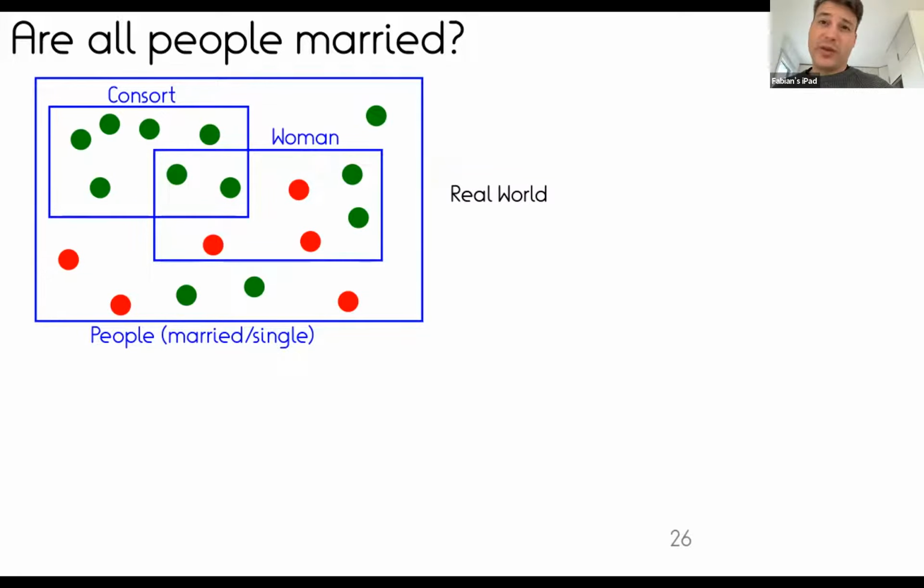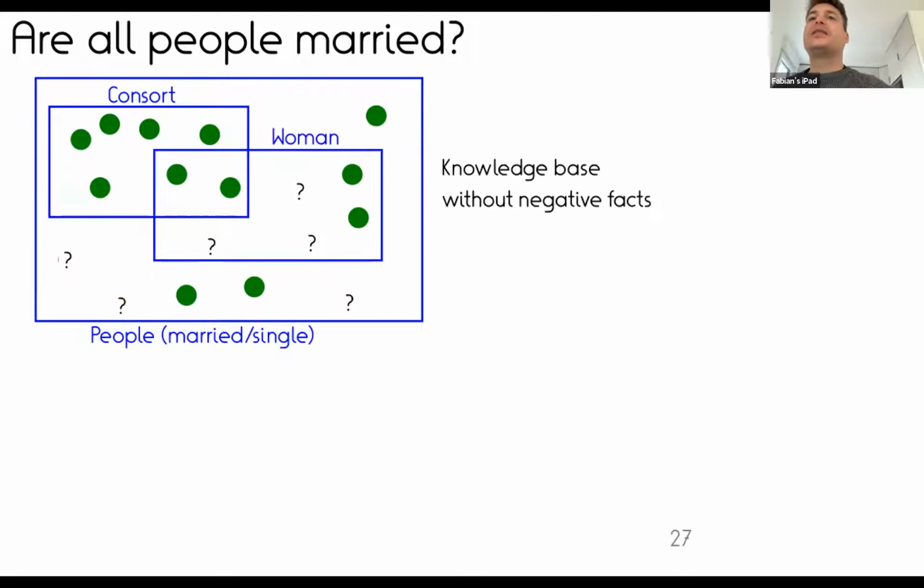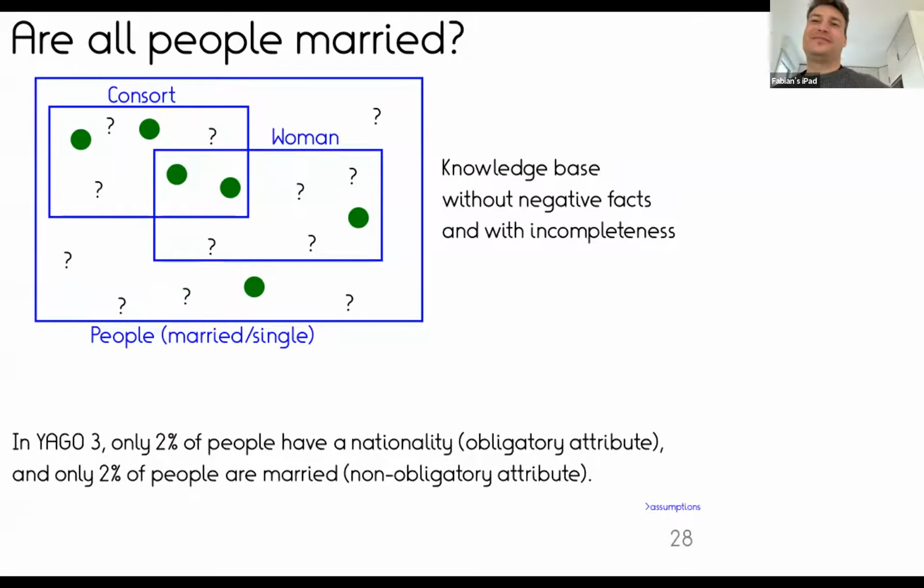And naturally, all dots in that class are green, right? Because it's their job to be married. If they were not married, they could not be a consort. This is how the real world looks. Our knowledge base, first, does not store the negative facts. This is what Simon said. So the red dots go away. And second, we do not even have all the green dots, because the knowledge base is incomplete.